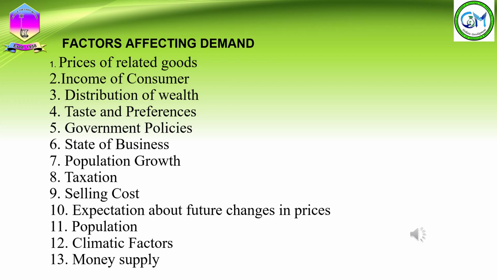And the last one is money supply. The supply of money also determines the purchasing power of money. When there is more money supply, people acquire more purchasing power, and vice versa. It's all about factors affecting demand.